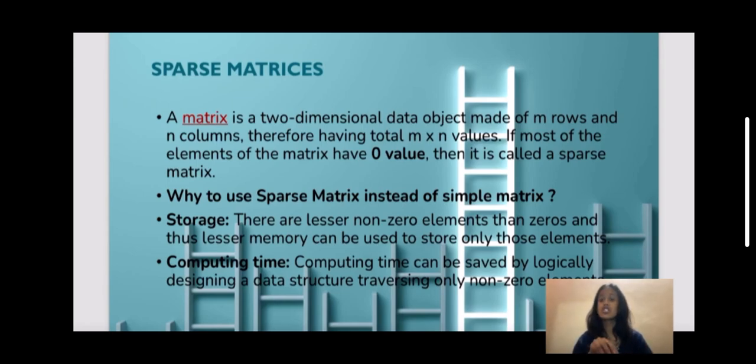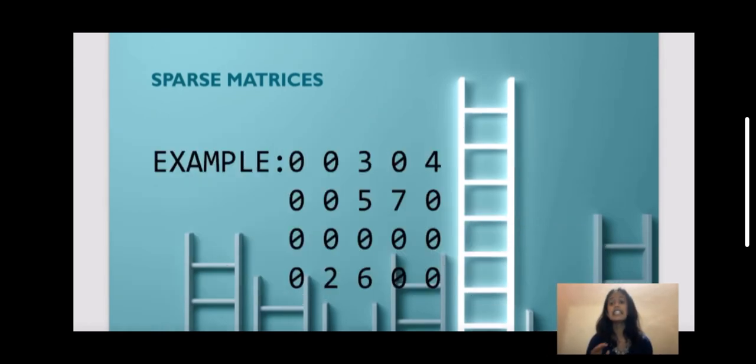So why do you use a sparse matrix instead of a simple matrix? Storage. There are fewer non-zero elements than zeros, and thus less memory can be used to store only those elements. Second, computing time. Time can be saved by logically designing a data structure so that it traverses only the non-zero elements. So time saving also. Now let's see an example. In this example, you can see 5 rows and 5 columns, a 5 into 5 matrix. Here you can see more non-zero elements than zero elements.